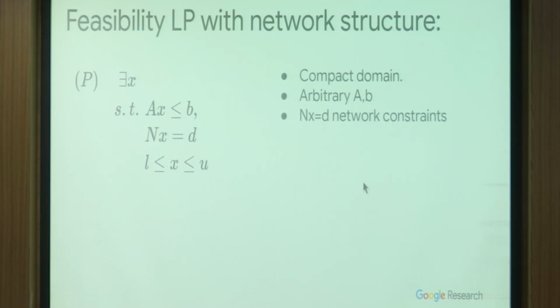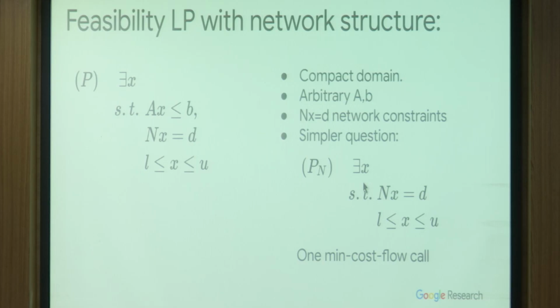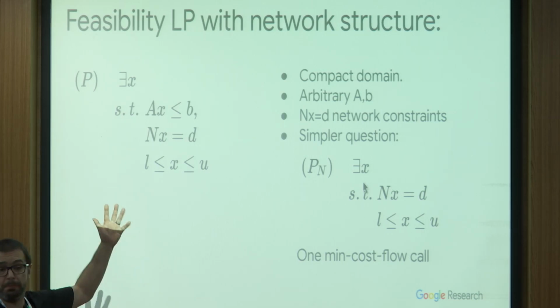So think about the existence, the feasibility problem. Does an x exist such that your side constraints, in this case now they are general, Ax less than or equal to b, you have a bunch of network constraints, and you have l less than or equal to x less than or equal to u, a compact domain? That's all I'm requiring. A is whatever you want, and N is an L1. So, of course, for that problem to be true, you need to know if there exists such an x such that the network part is feasible.